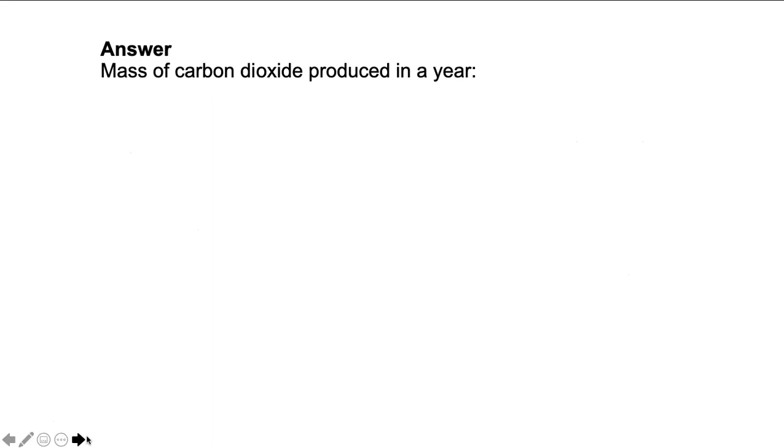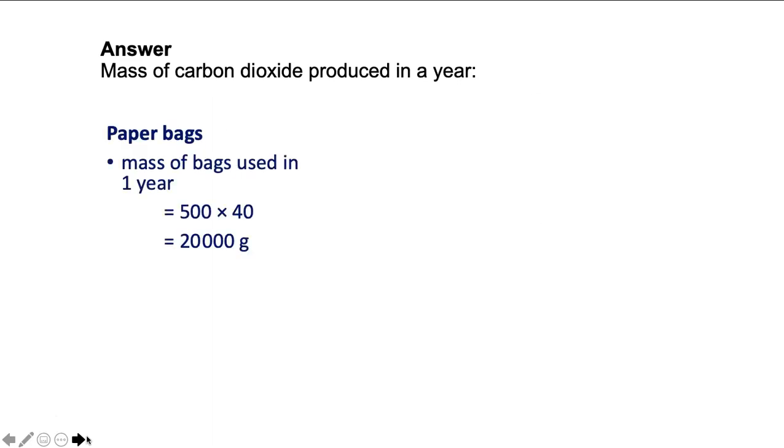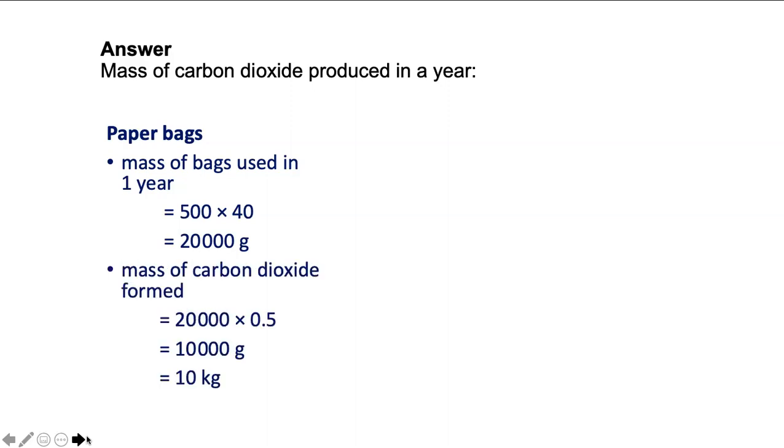So, mass of carbon dioxide produced each year. For paper bags, mass of bags used in 1 year: 500 times 40 grams. So each bag weighs 40 grams. That's 20,000 grams. Mass of carbon dioxide formed: multiply 20,000 by 0.5, which is 10,000 grams.